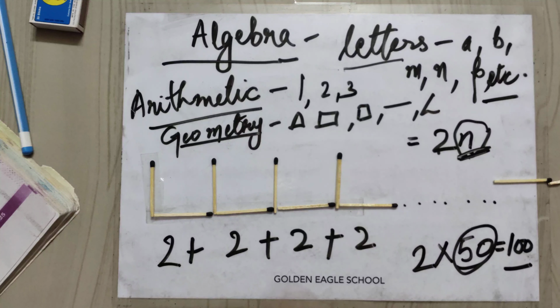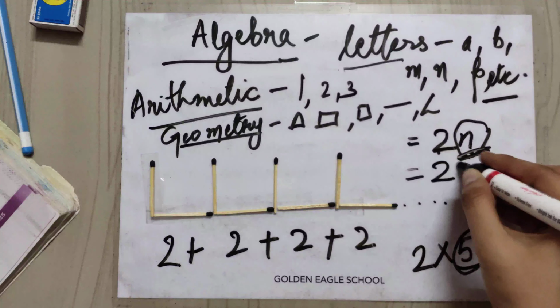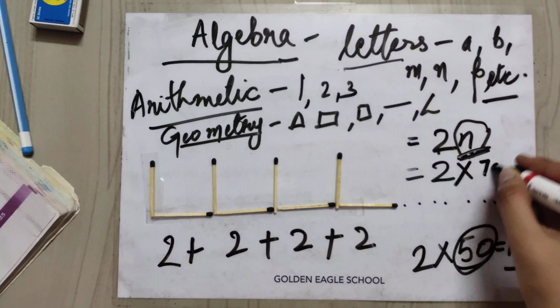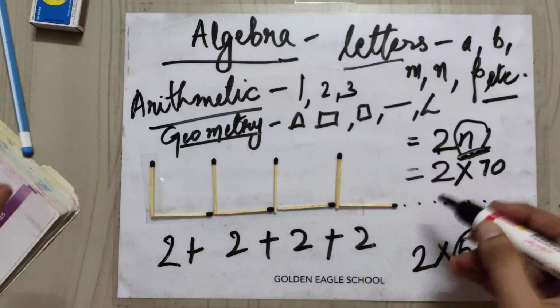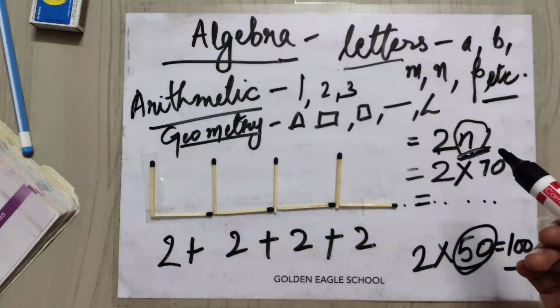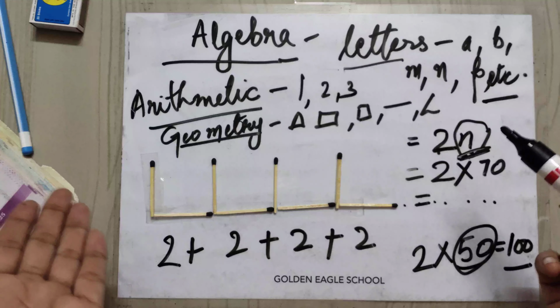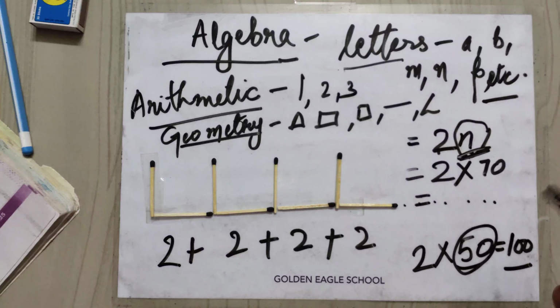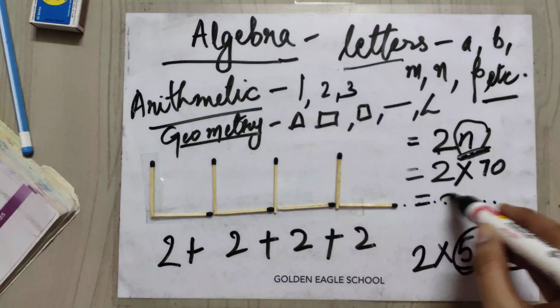So n is the number of L's. If someone asks what will be the number of matchsticks required to form 70 L's, you just have to put 70 in place of n, and you can find the total number of matchsticks. Similarly, for 100 L's you place 100 in place of n. So n will be used as a variable over here.